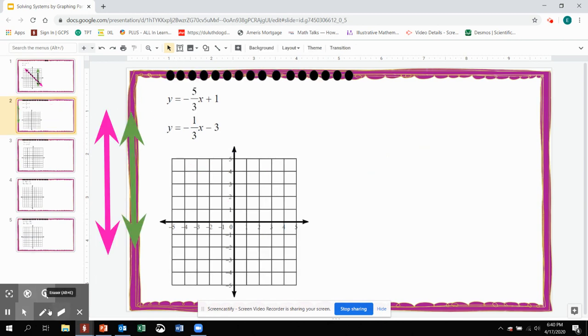Now let's look at this next example. For this problem, I have y equals negative 5/3 x plus 1.